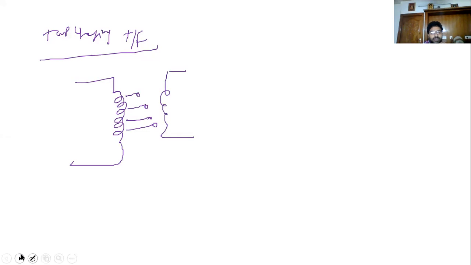Let me redraw this one. Simply, I am drawing the second side. A number of taps are there. These are some connections given to some lines, connected to the load side.